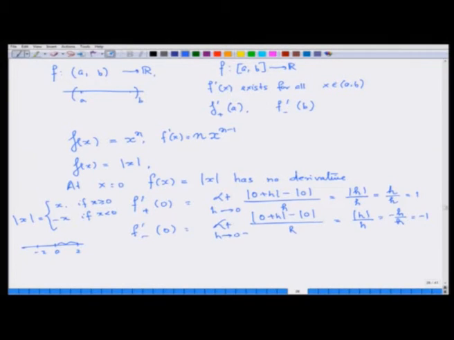So, every function need not have a derivative, and if you look at f(x) is equal to mod x, if you look at its diagram, f(x) is absolute value of x, then you see this is a continuous function, because you can draw the graph of this function without lifting your pen from the paper.